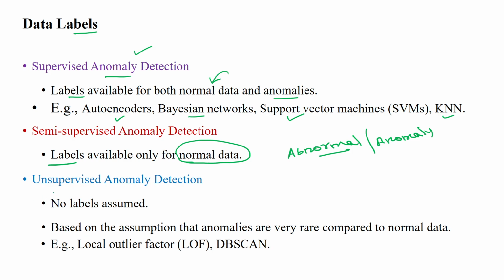And in the unsupervised anomaly detection method, the entire data set will not have labels. So here the similarity pattern will be used to identify the pattern of given data points. Here, based upon the assumption that anomalies are very rare compared to the normal data, we can use different clustering approaches to cluster the given data as normal data points or anomaly data points.